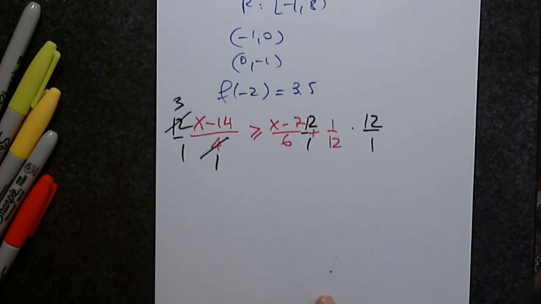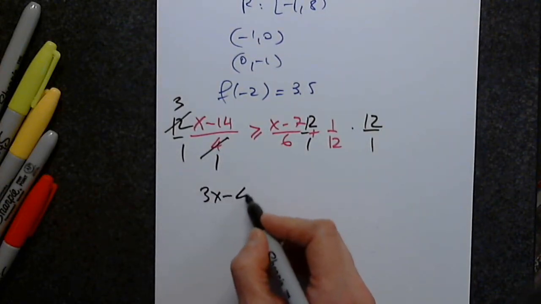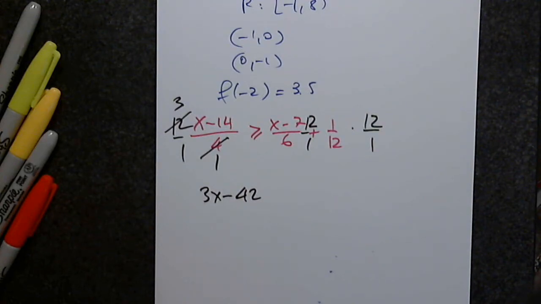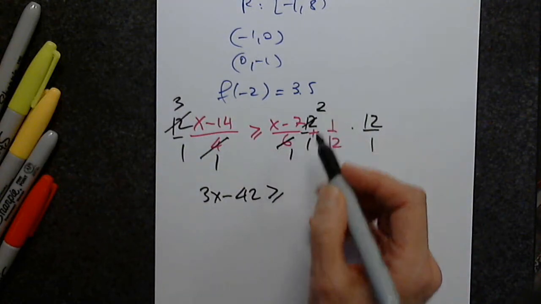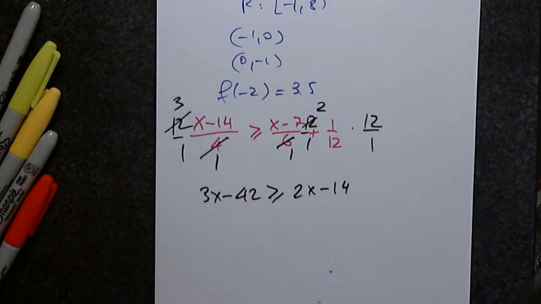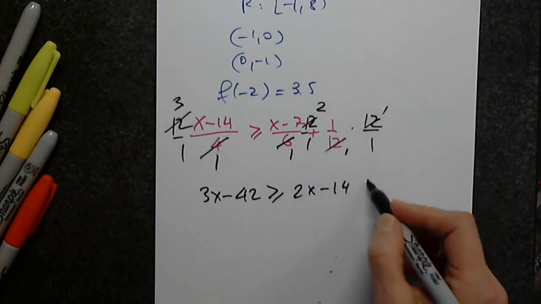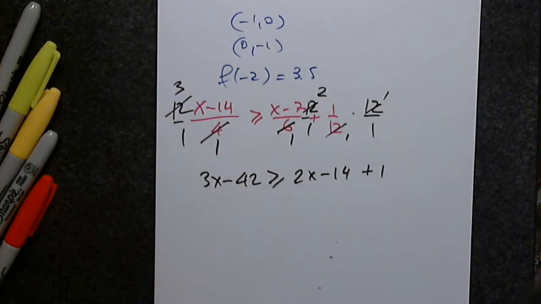That's the whole purpose. So then we have 3x minus 42 greater than or equal to. I simplify by 6. So then this is 2x minus 14. And I'll simplify by 12. And this is plus 1. So multiplying both sides by 12 did not change the symbol of the inequality because we multiply by a positive number, but made the inequality much easier to solve.